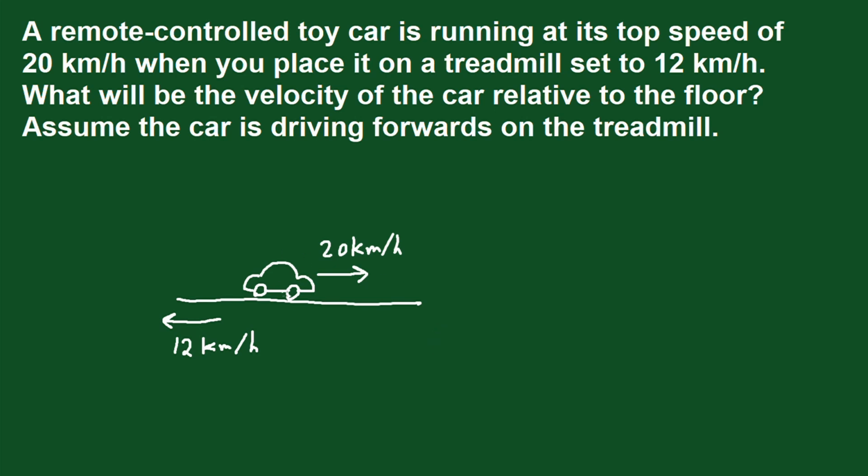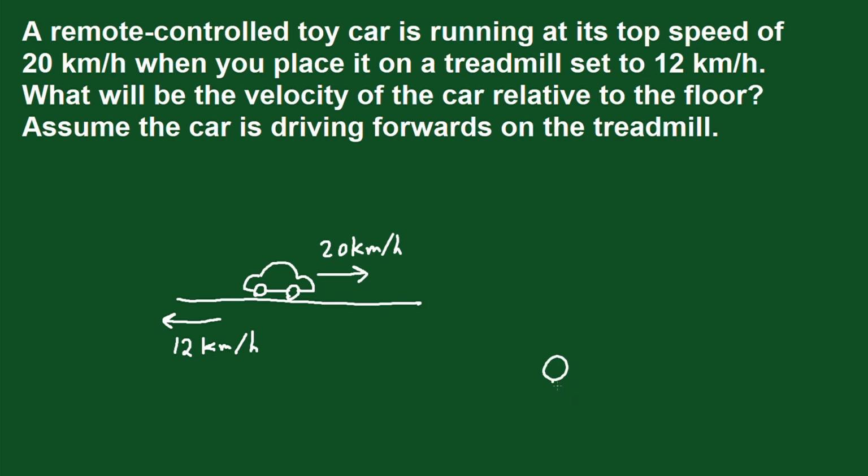Now, if this car was just on the floor and it zipped by at 20 kilometers per hour, you could look at it and say, yeah, it's going 20 kilometers per hour. But because the surface that it's driving on is going in the opposite direction, relative to us, if we're standing on the floor observing this, it's not actually going to be driving 20 kilometers per hour. And in a case like this, it might be intuitive to you. You might be able to figure out how fast it appears to be going, and that's what we're being asked for, right? What's the velocity of the car relative to the floor? Not relative to the treadmill surface, relative to the floor that the treadmill is sitting on.